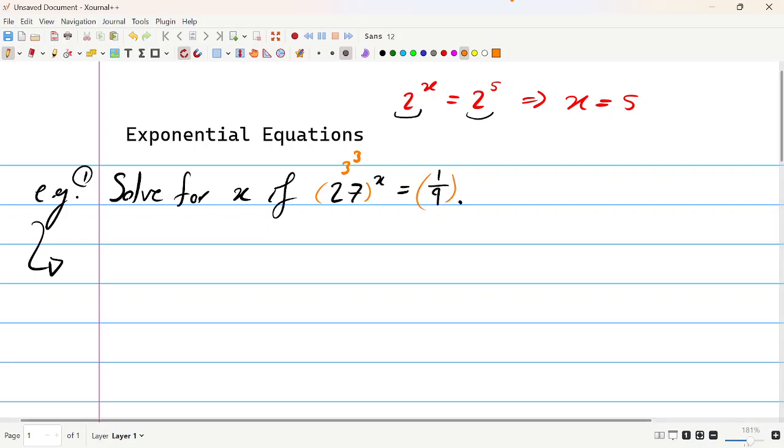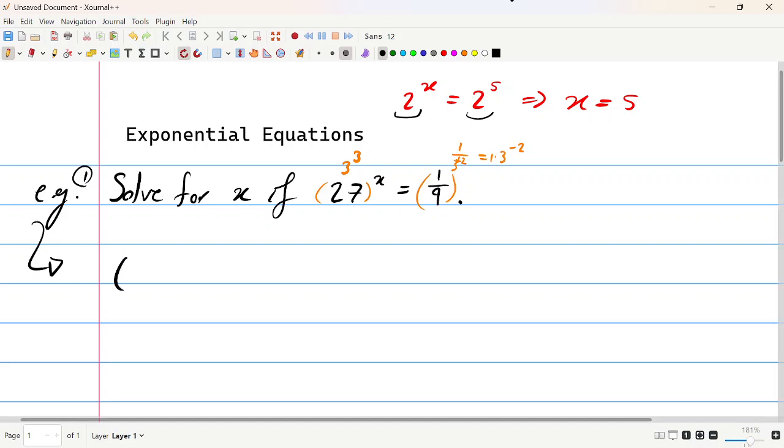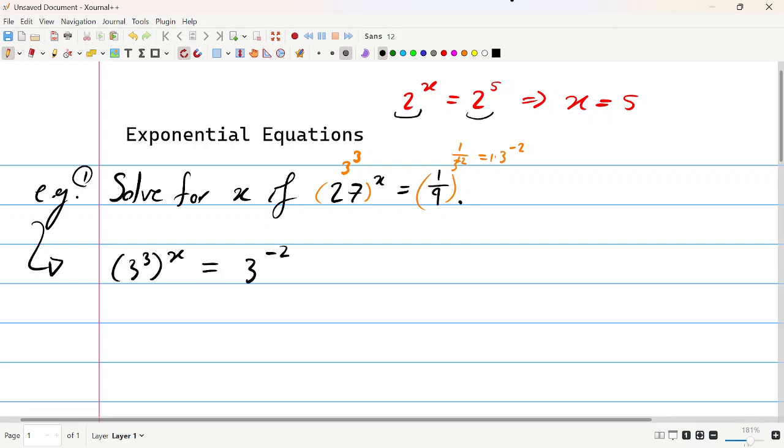And we can write 1 over 9 using exponent laws with negative exponents in the form of 1 over 3 to the power of 2, right? Because 9 is the same as 3 to the power of 2. But notice that the 2 is positive in the denominator, so therefore we can write it as 3 to the power of negative 2, which is also 1 times 3 to the power of negative 2, because the 1 is in the numerator, which is just 3 to the negative 2. So that is what we are going to be doing. 27 is the same as 3 to the power of 3, and this is all raised to the power of x, and this is equal to 3 to the power of negative 2, using exponent laws.